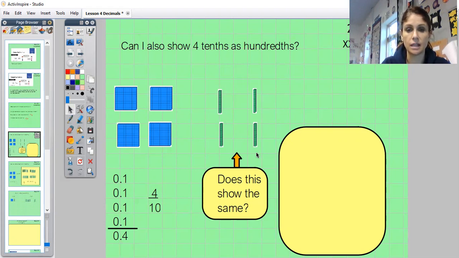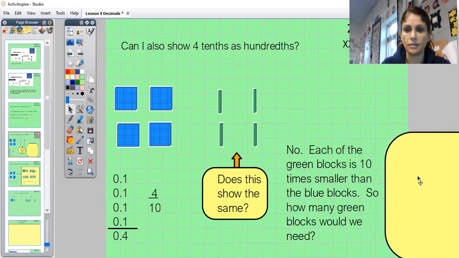So I want you to have a think about what this would need to look like to be the equivalent of 4/10. At the moment, these are hundredths, and 4 hundredths is not the same as 4/10. So how many of these would we need to make the equivalent of 4/10? Okay, so pause at any point and have a little go.